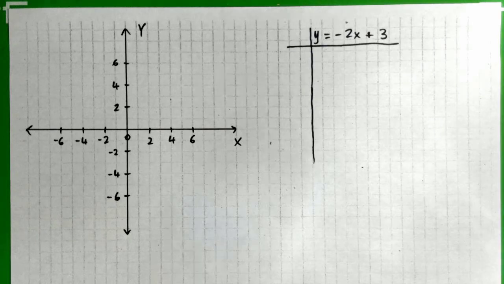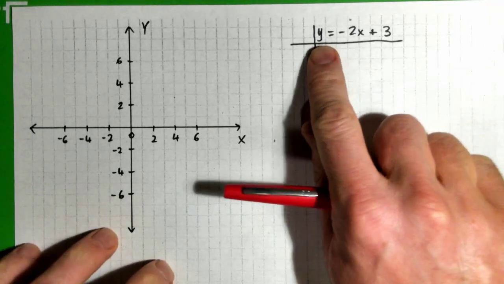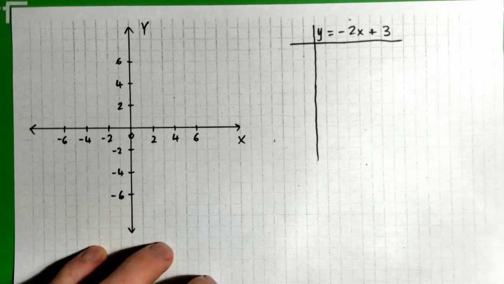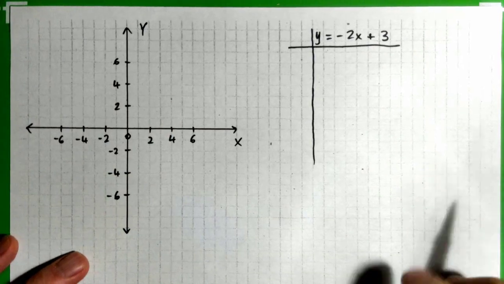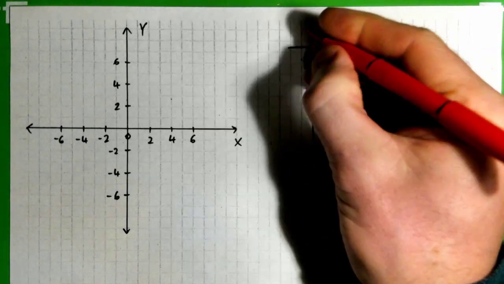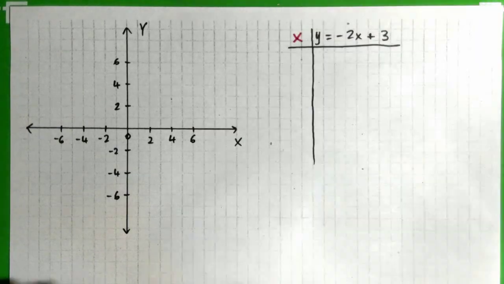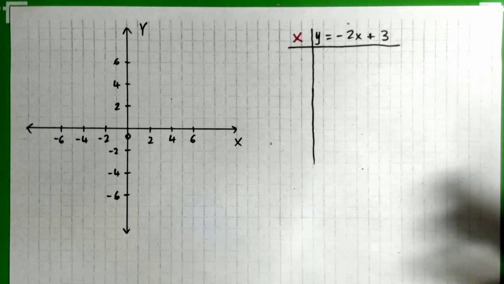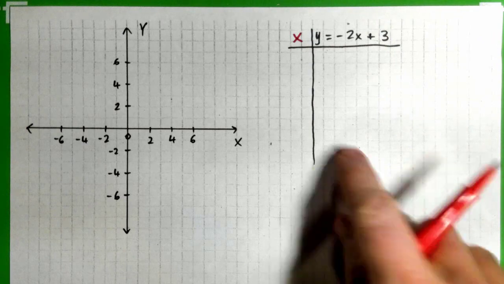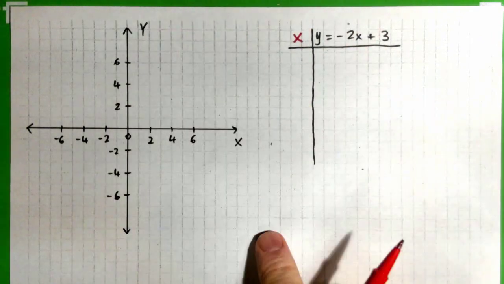Alright, in this video we're going to graph the line y equals negative 2x plus 3, and then we'll find the slope and the y-intercept. So the trick is we can make a little table and then we plug in values for x, and we can plug in any values we want. We make up a bunch of numbers for x, we calculate a bunch of numbers for y, and then we plot the points and draw a line, right?